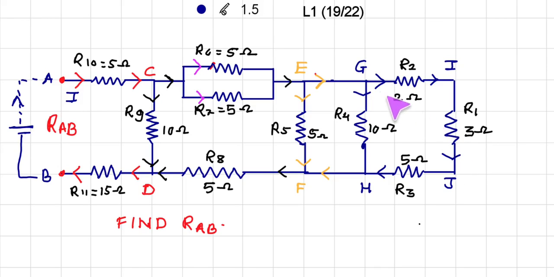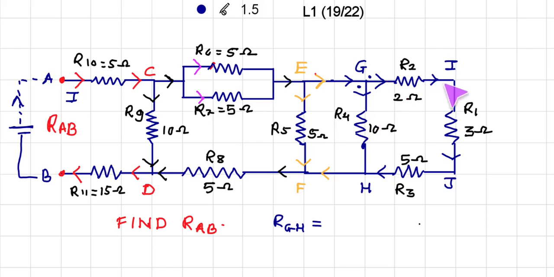So here you see, whatever current enters here, it is divided into this and this branch. But look here, that same current is flowing through these three resistors, that means R2, R1 and R3. So R2, R1 and R3 are in series. So therefore the resistance between G and H is equal to how much?